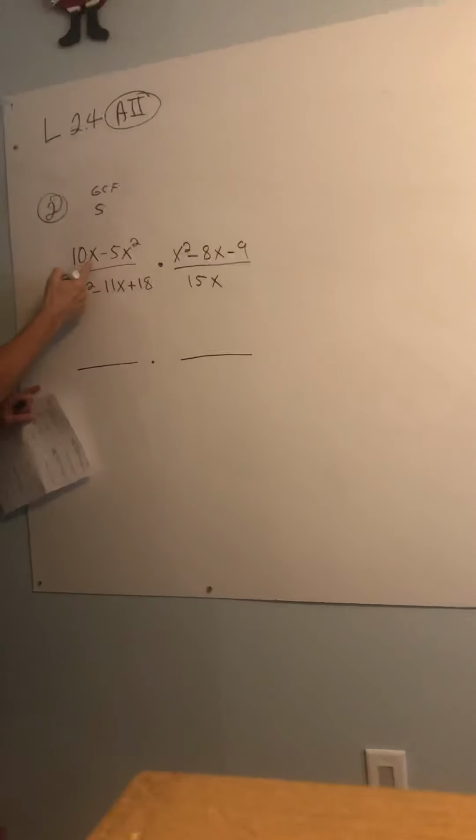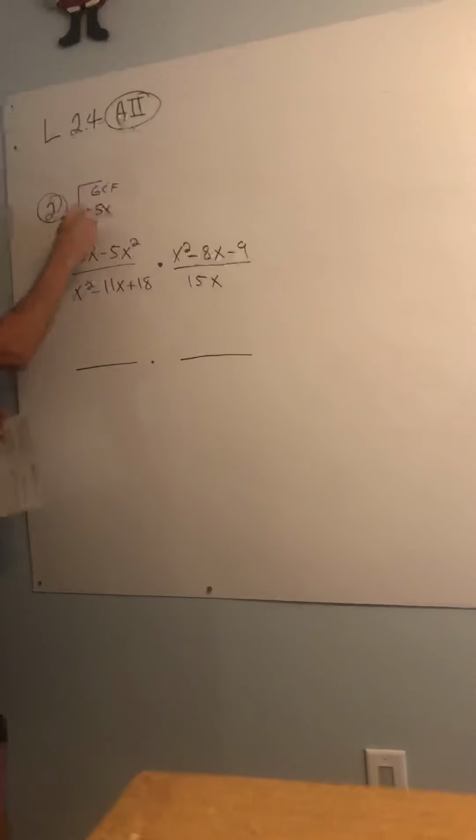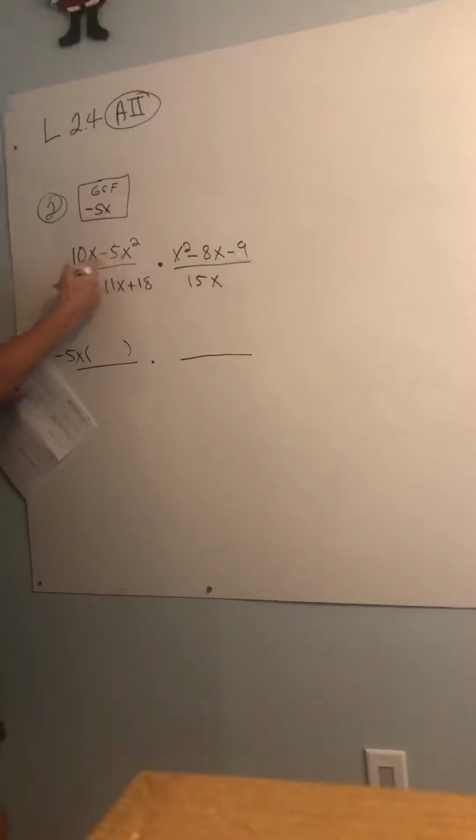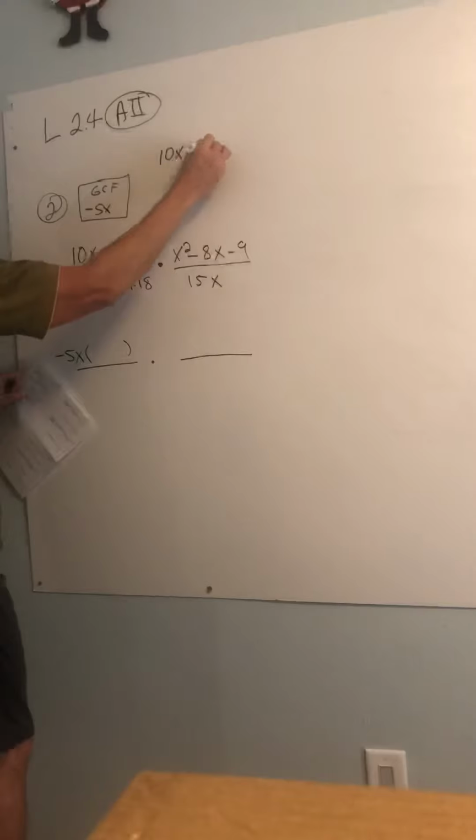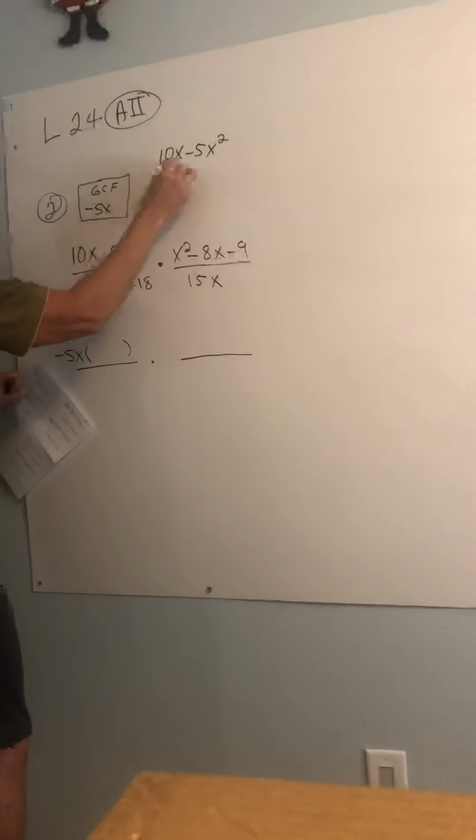If you look at x to the first power versus x to the second, the most they have in common is an x. And the only time you're going to have to do this, if the leading term, if the highest power has a negative coefficient, you're going to make this negative. So in English, the greatest common factor of these two is going to be negative 5x. We're going to pull that out, and then we're going to divide this binomial by that. So I'm going to take 10x minus 5x squared, and I'm going to divide by negative 5x.